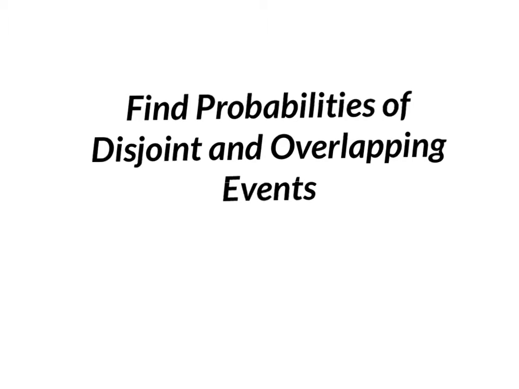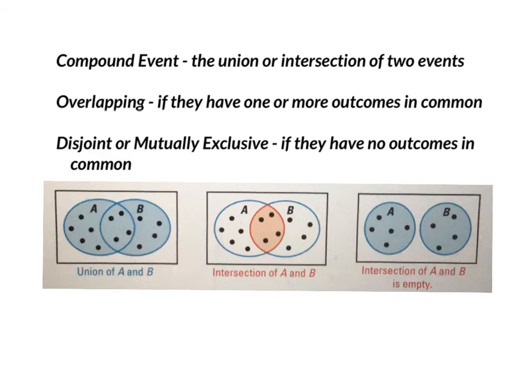All right, yesterday we introduced probabilities. Today we've got the probabilities of disjoint, also called mutually exclusive, and also overlapping events. So more than one event taking place at the same time. Three big words here you need to make sure you get down.